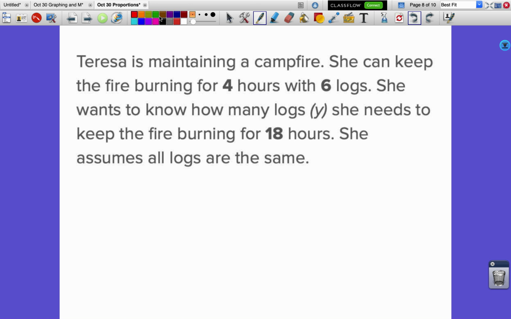All right, let's try another word problem. So Teresa is maintaining a campfire. She can keep the fire burning for 4 hours with 6 logs. So turn that immediately into a fraction. 4 hours equals 6 logs. So we'll always do hours over logs. She wants to know how many logs, so an unknown number of logs, is needed to keep the fire burning for 18 hours. Again, hours is on top, logs is on bottom.